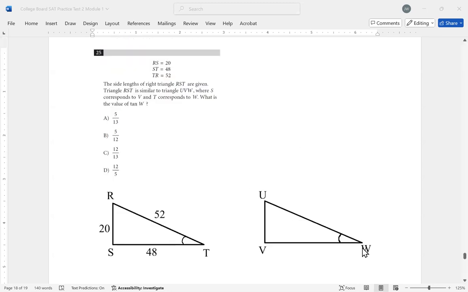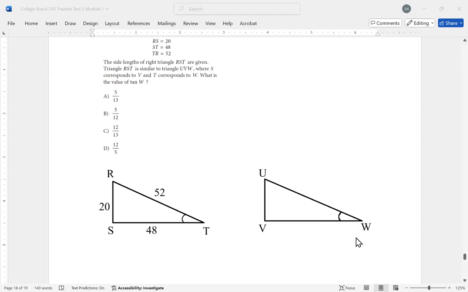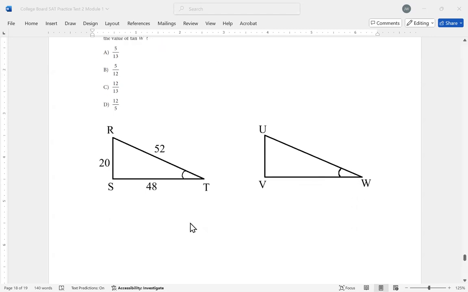We're asking for the tangent of W, and on a right triangle, the tangent is opposite over adjacent. The mnemonic to remember that is SOHCAHTOA. SOHCAHTOA stands for sine is equal to the opposite over hypotenuse. Cosine is equal to adjacent over hypotenuse. Tangent is equal to opposite over adjacent. Now, we're looking for tangent of W. Tangent of W is going to be the opposite over adjacent.